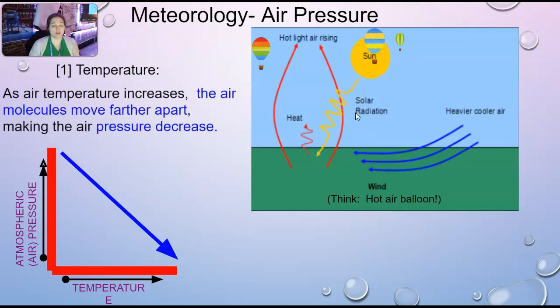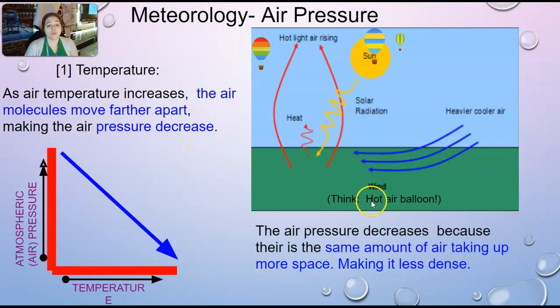As the temperature increases, the air molecules that are kind of far apart to start become farther apart. They increase in speed and move farther apart. As they do this, the pressure on the ground decreases. So the air pressure decreases because the same amount of air is taking up more and more space, making it less dense. It could be like right here, but then if it stretches out a little bit further, it's less dense. There's less compactness to it.